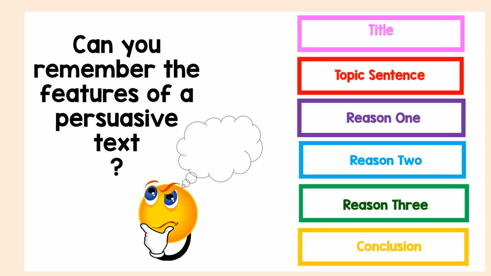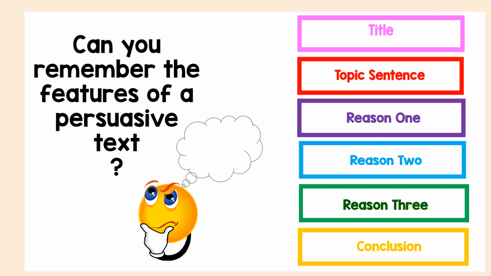We always start with the title. Now, the title tells the reader what the topic is we're going to be talking about. Then we have our topic sentence. Now, this is a really important sentence. This is where we're really going to grab the reader's attention, and we're going to state our opinion or our point of view in very strong language.